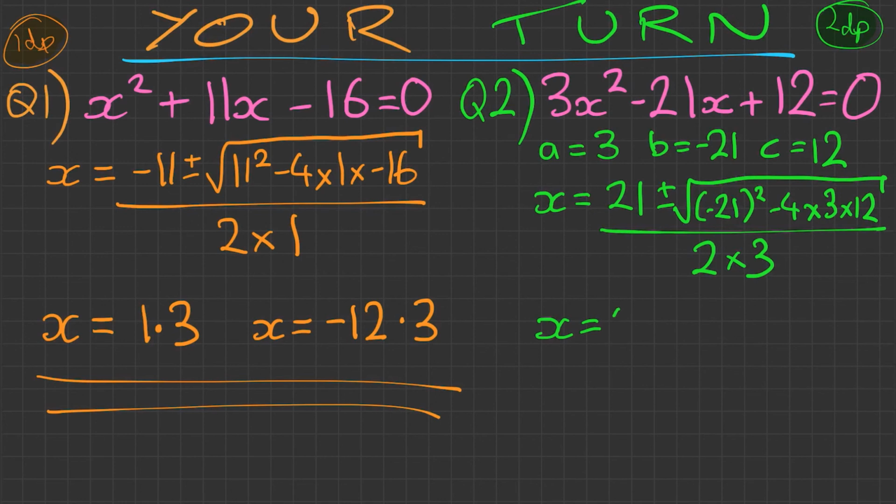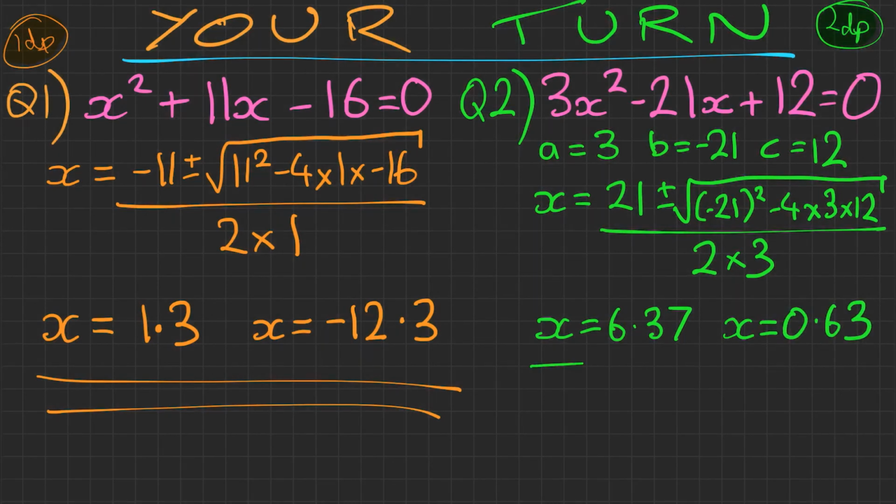X equals 6.37228 to 2 decimal places, or 6.37. And the second one, x equals 0.62778186, or rounded to 2 decimal places, x equals 0.63. And there are our 2 solutions for our second question.